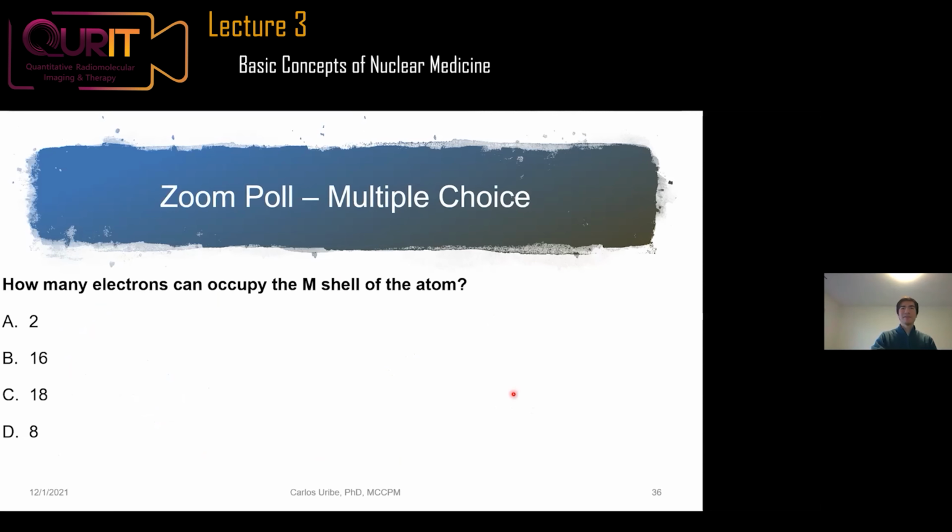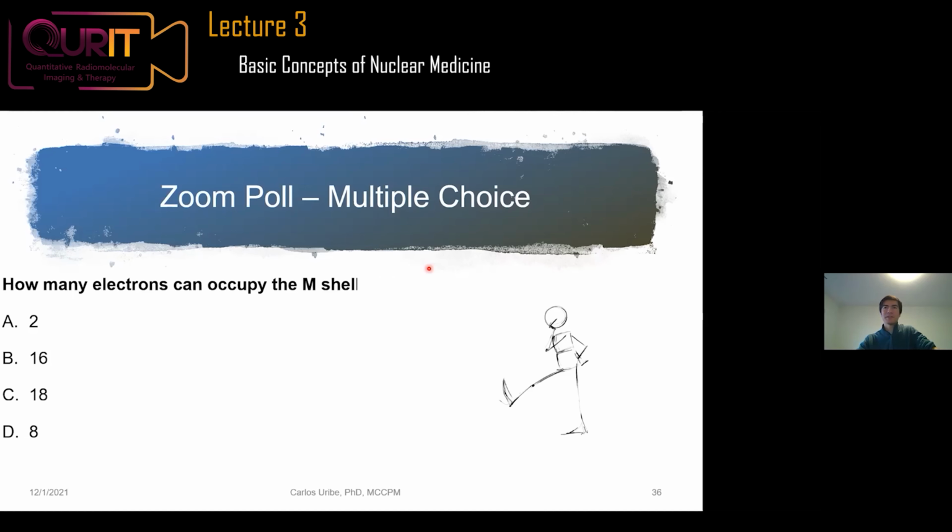So let's see, I have some other questions just to make sure that we are understanding. How many electrons can occupy the M shell? Remember, M shell is KLM. Okay, I'm going to give 5 more seconds.